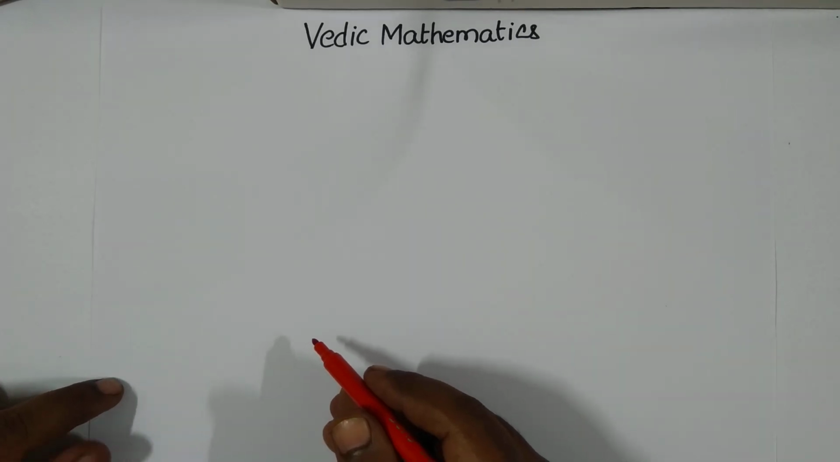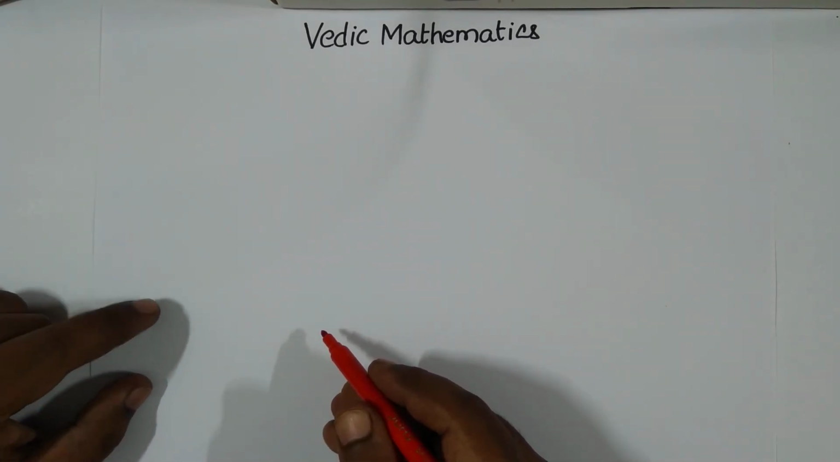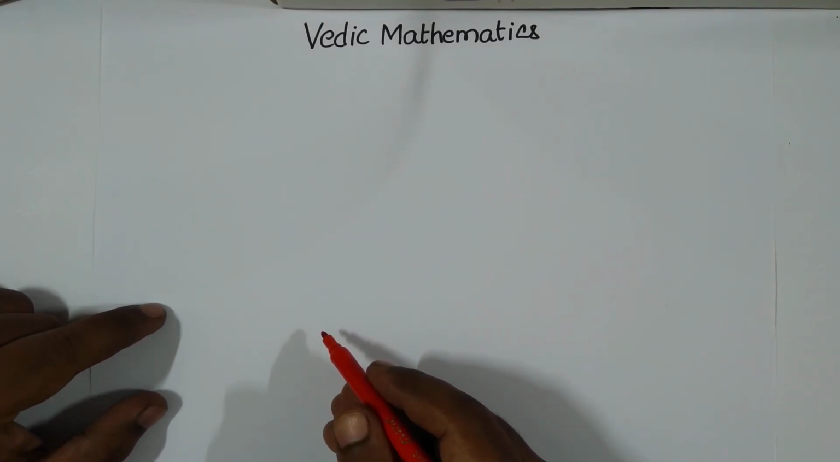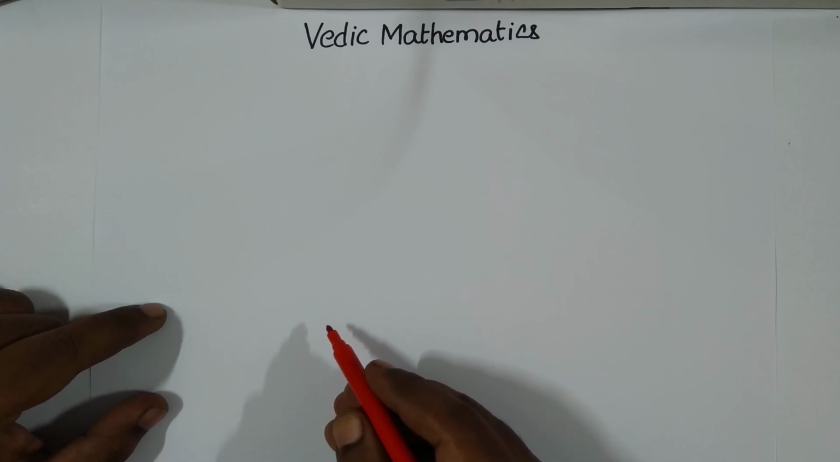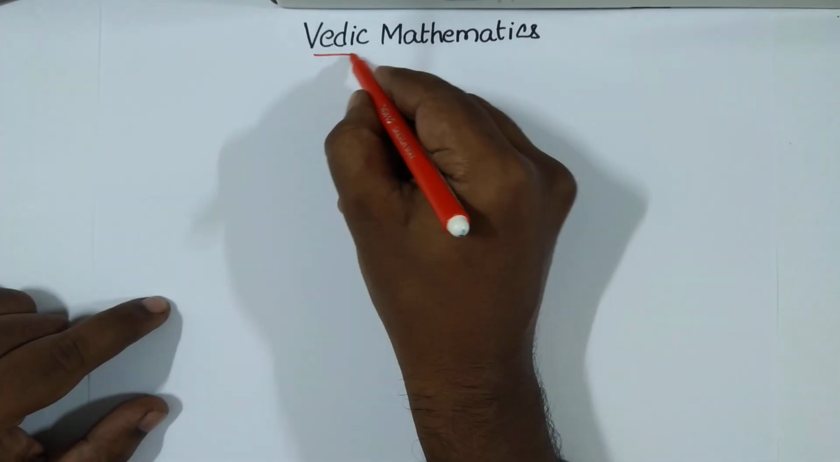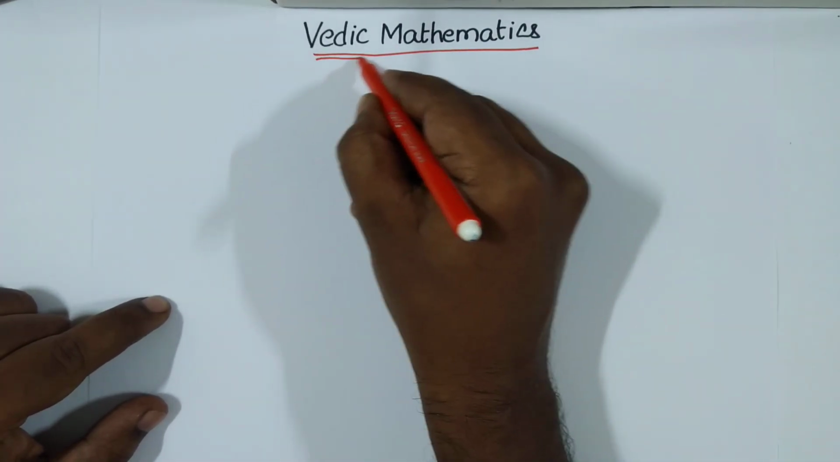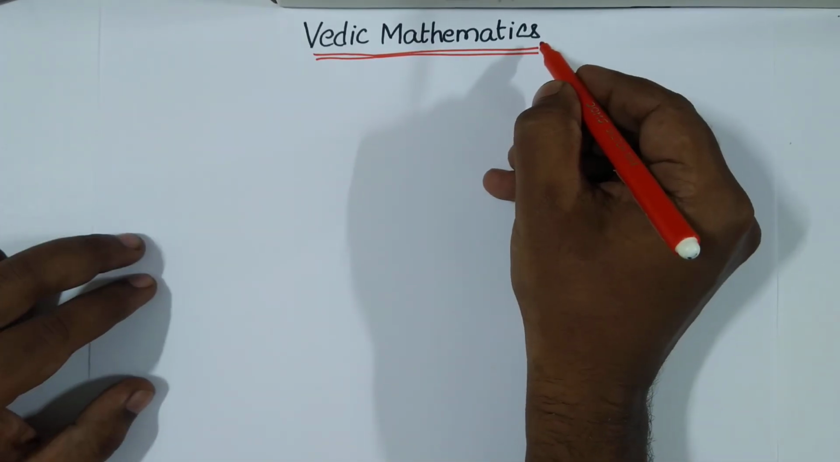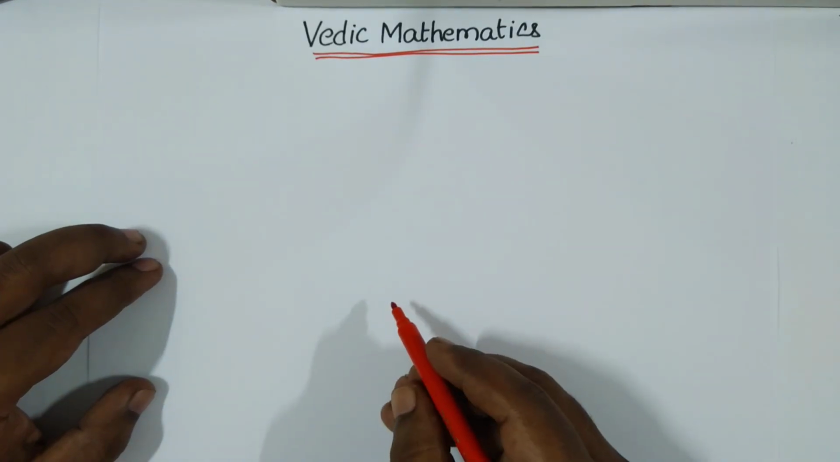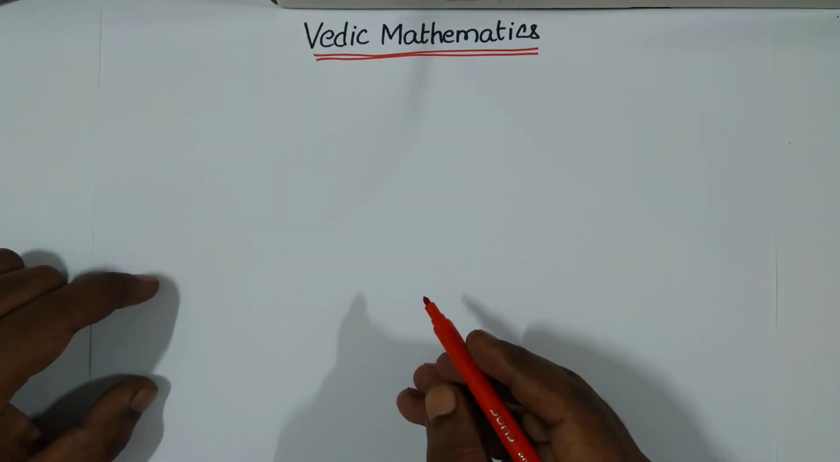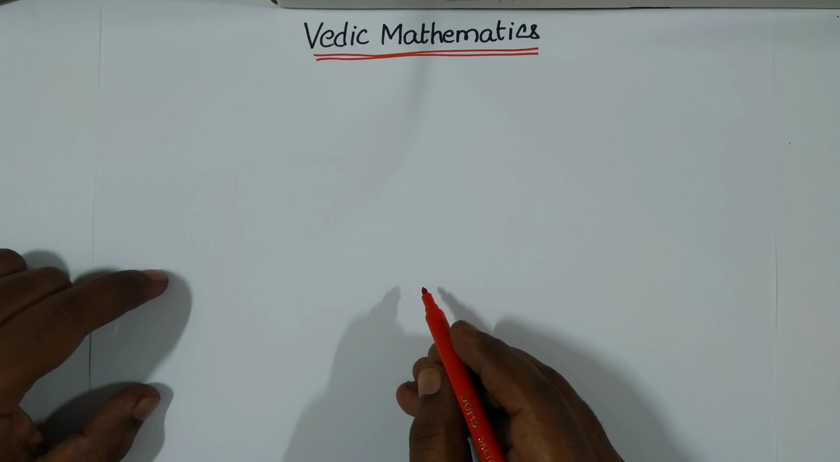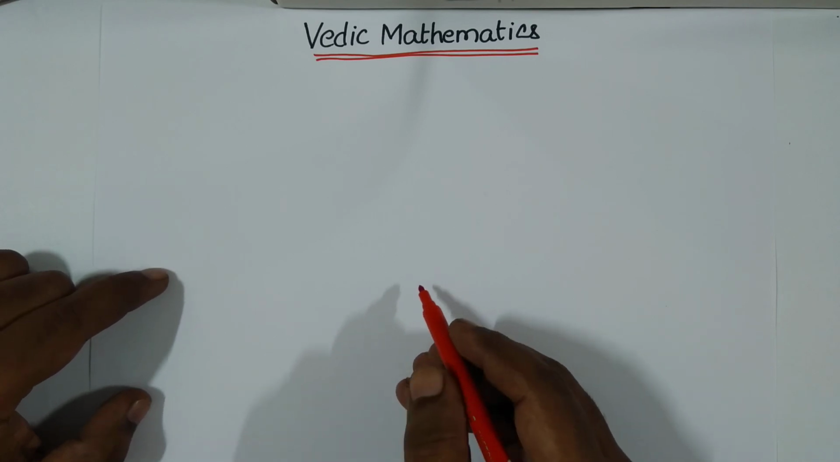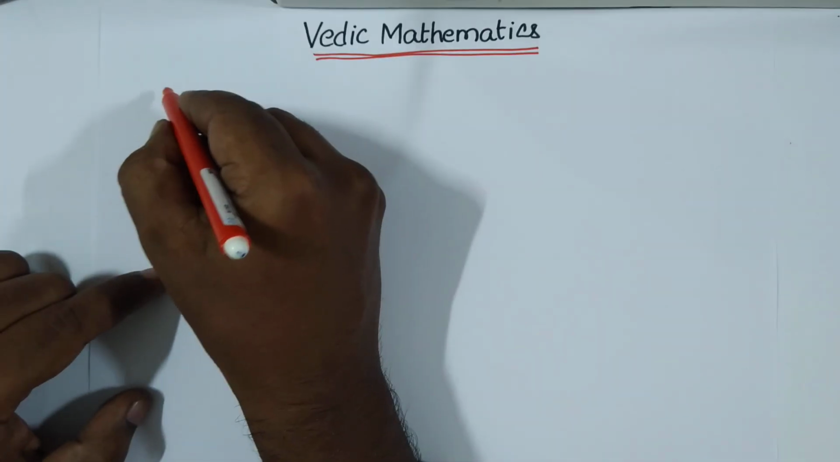Here we will introduce Vedic mathematics. Vedic mathematics has, we can say, God's speed and God's accuracy. Now, this Vedic mathematics is very interesting because we can solve any complex problem in no time and with good accuracy.